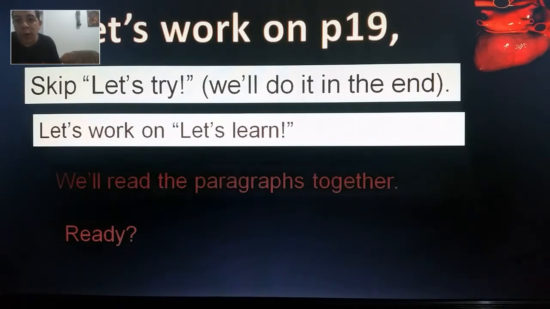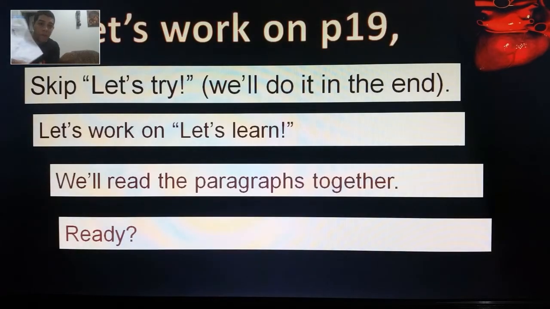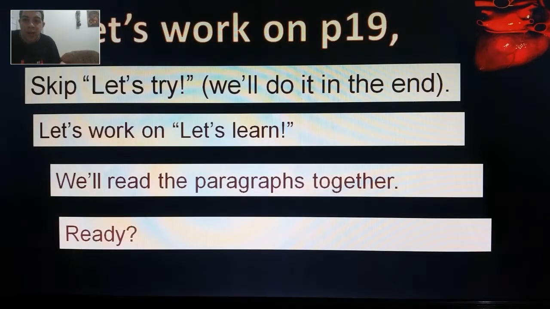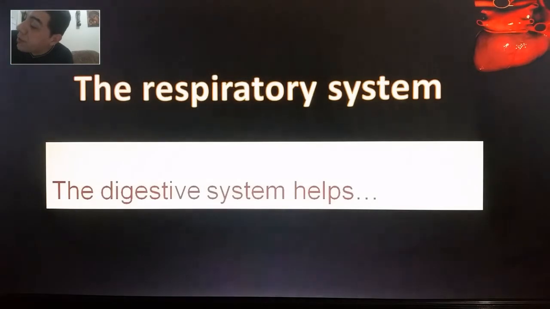Okay, and we're going to read the paragraph together. It's a long paragraph, as a matter of fact, it's an article. Are you ready? Okay, we're going to start on this part that says the respiratory system. I hope you're ready. Okay, here we go. The respiratory system.